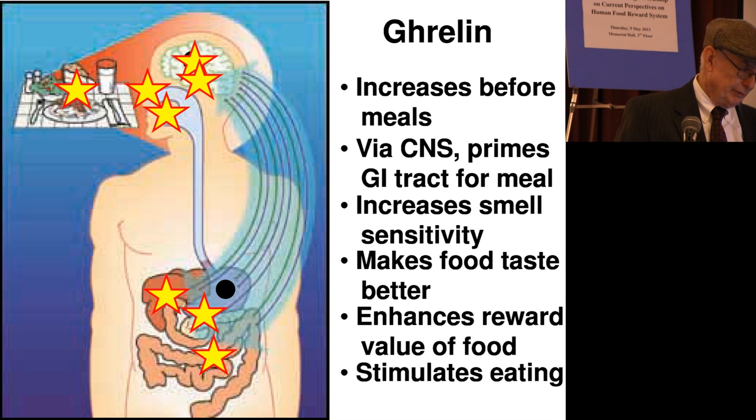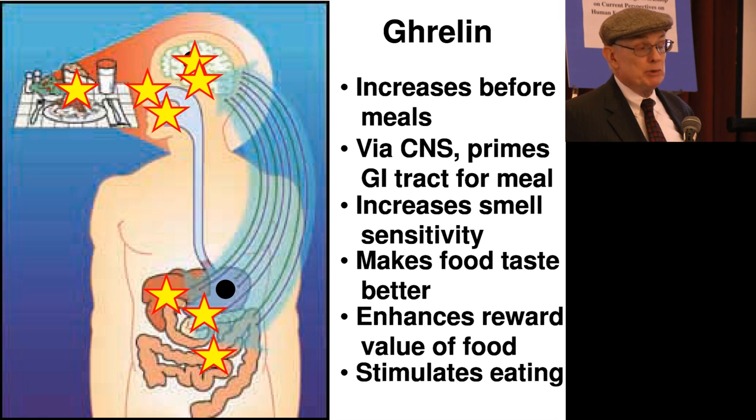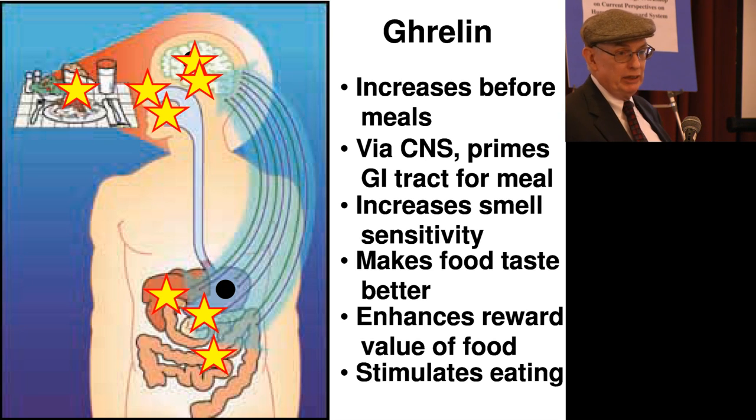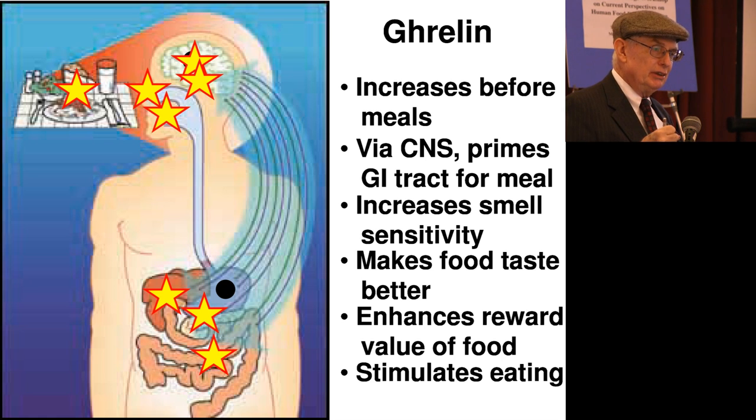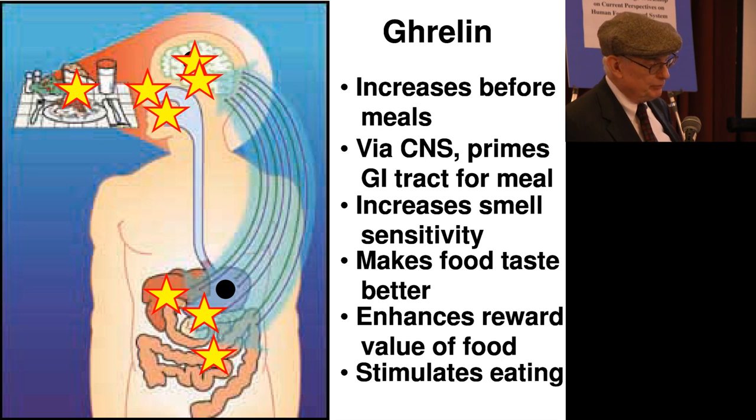And let me begin with ghrelin. This hormone I mentioned a while ago, it comes mainly from the stomach, but as you see by this black dot up here, it's also made in the brain. Ghrelin is the compound that if you inject it into a human, they'll start eating. And if you inject more ghrelin, they'll eat more. It's an interesting compound. It's the only major compound that circulates in your blood that has this action.